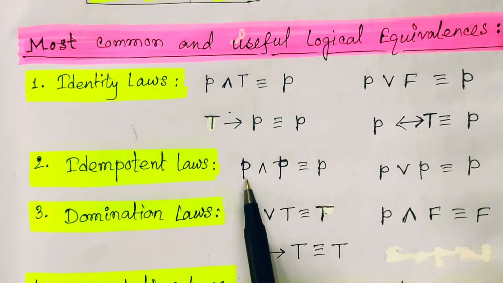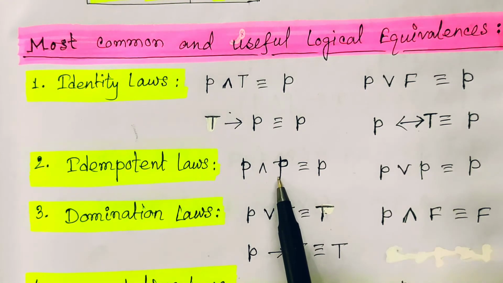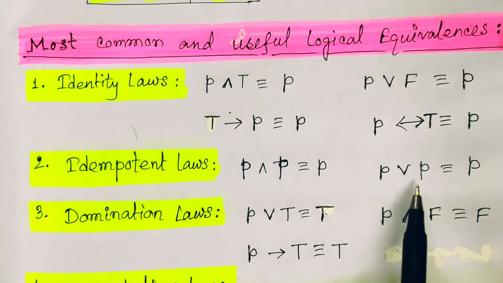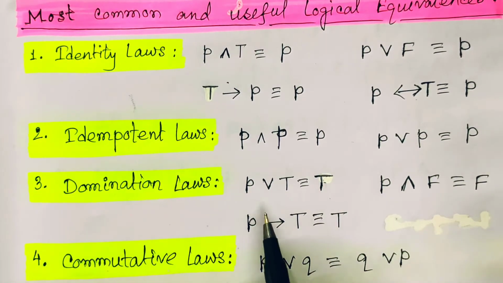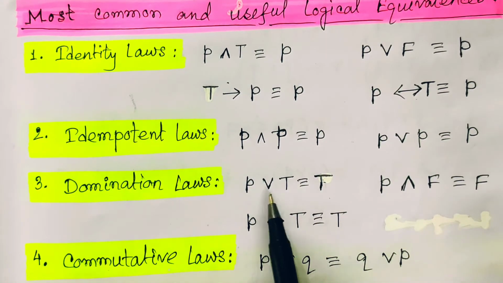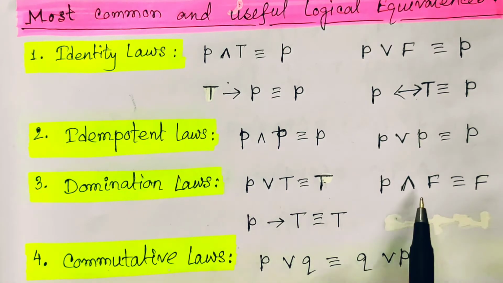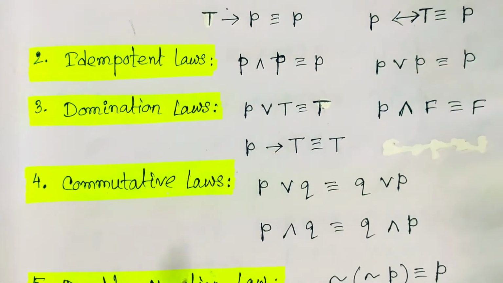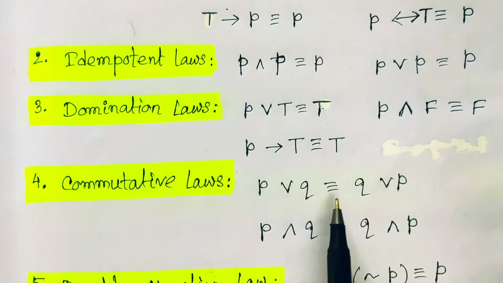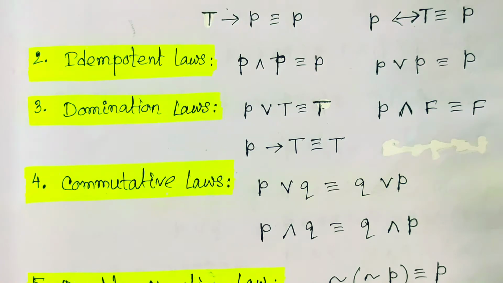Idempotent law means P and P is equivalent to P, and if we take the OR, P or P is also equivalent to P. Now it is the domination law. The domination law means P or T is equal to T, and P and false is always equal to false. Likewise, it is the commutative law. The commutative law is very familiar to us: P or Q is the same as Q or P. Both are always the same. Instead of or, if we use and, then we also find this commutative property.